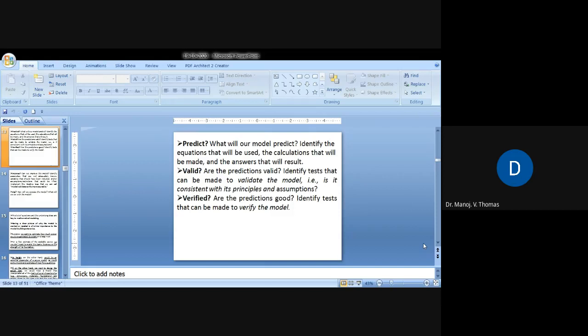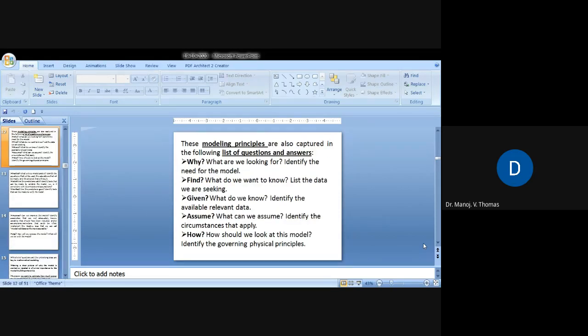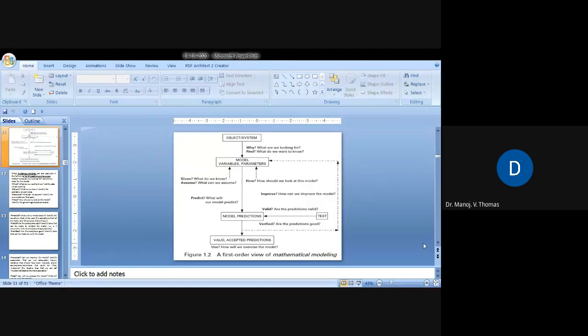So these are the questions, known as the list of questions and answers. They are the modeling principles, the principles of mathematical modeling. If you look at this diagram, it is the combination where we include all these questions. First you have object or system, then you have model or variables or parameters, then model predictions, then valid accepted assumptions. In between, all the questions we have just discussed are placed accordingly.